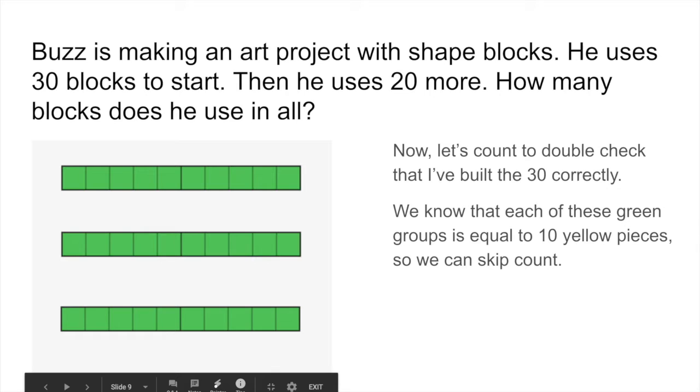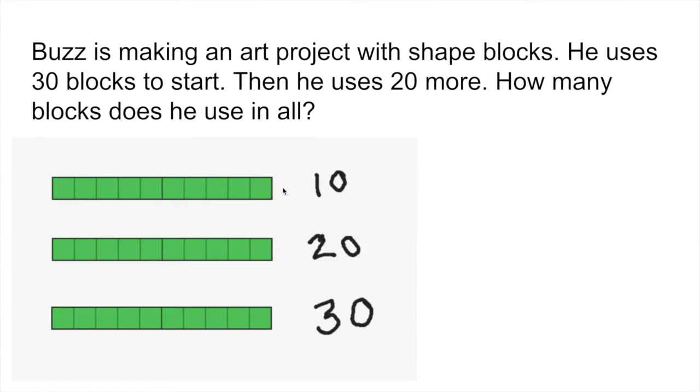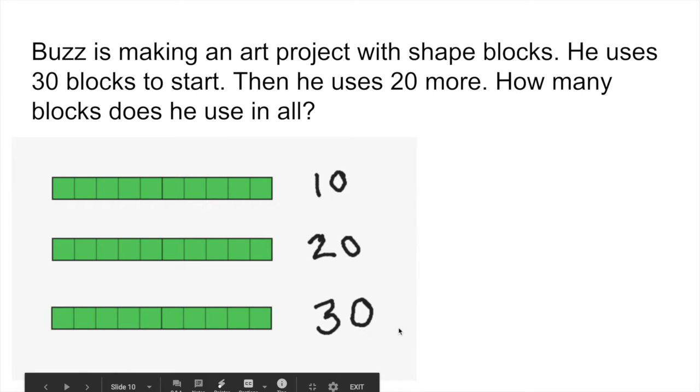Let's double check though to make sure I built the 30 correctly. We know that each of these is equal to 10 yellow pieces, so we can skip count. 10, 20, 30. Yeah, okay, we built the 30. There are 30 squares in all, or 30 blocks in all.